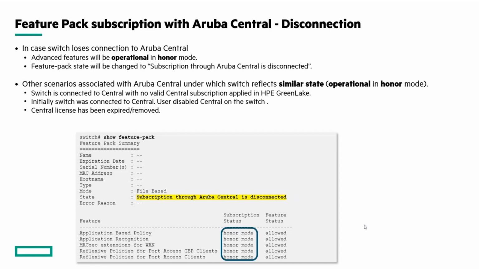Another case which has a similar impact on the switch is when the user wants to upgrade or downgrade the Central license. During the transition state, advanced features will be operational in honor mode. It should be noted that in none of the cases for Central managed switches, strict enforcement will be done or advanced features blocked.